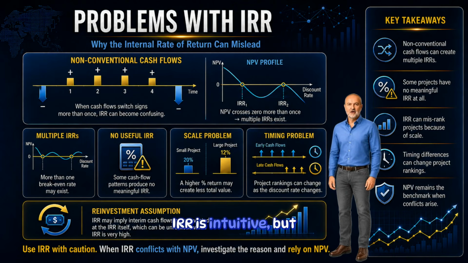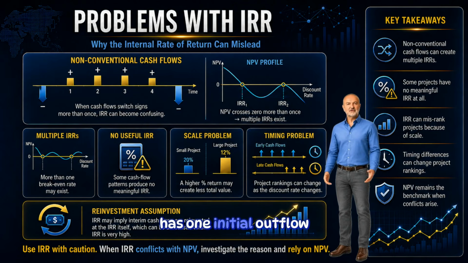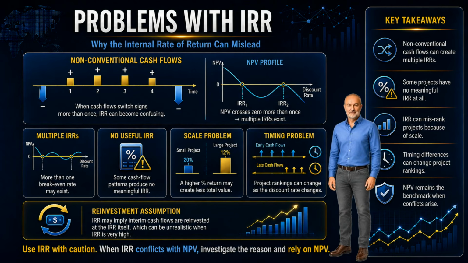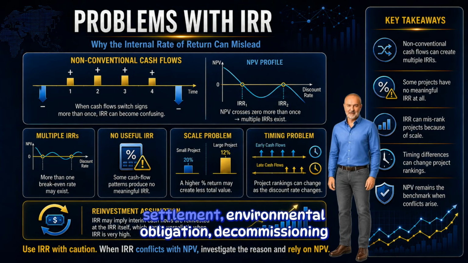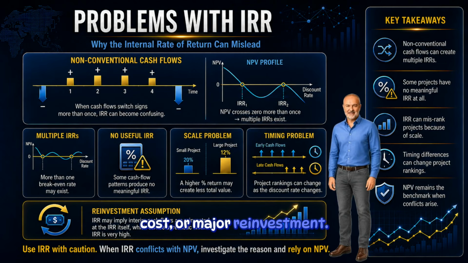IRR is intuitive, but it can be misleading in several important situations. The first problem occurs with non-conventional cash flows. A conventional project usually has one initial outflow followed by inflows, but some projects have cash flows that change direction more than once. For instance, a project may require an initial investment, then generate inflows, and later require a large cleanup cost, legal settlement, environmental obligation, decommissioning cost, or major reinvestment.